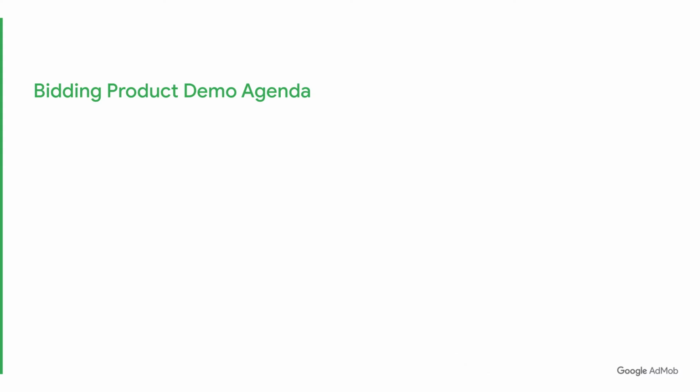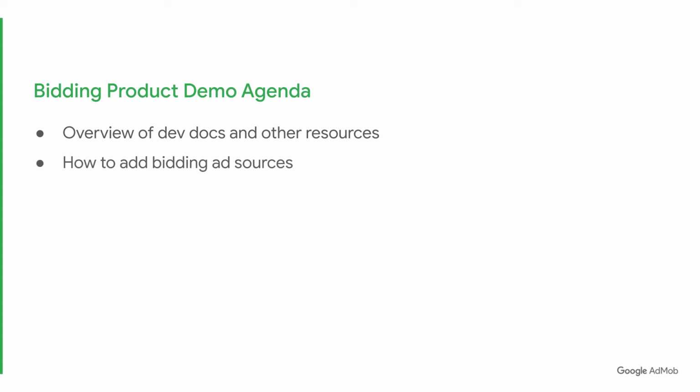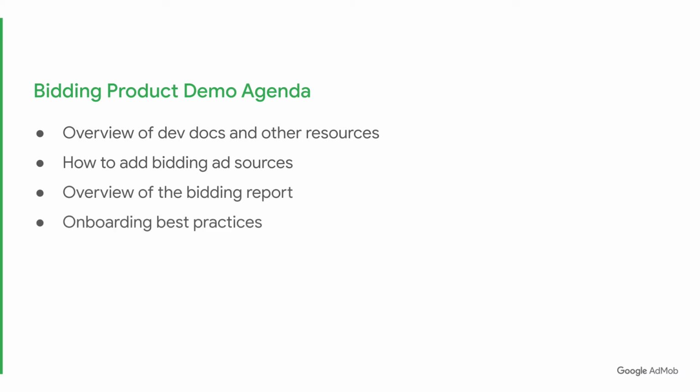In this open bidding product demo, we will cover the following topics. I'll give a brief walkthrough over developer documents and other resources you will receive upon access to open bidding. I'll also go over how to add an open bidding ad source in the AdMob frontend. Then I'll give an overview of the open bidding report. And throughout the demo, I'll also share best practices and address the common pain points that we've heard from some of our partners. Lastly, we'll show you some techniques to help you troubleshoot in case you run into any issues during the setup. Now, let's dive in.